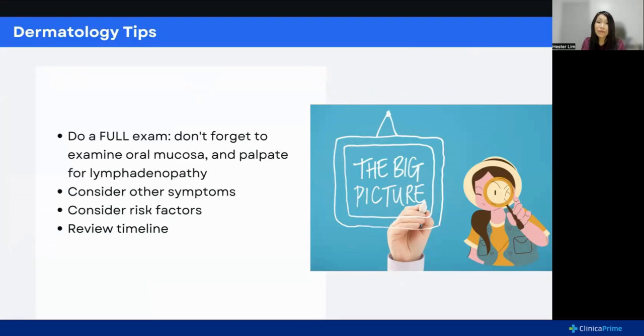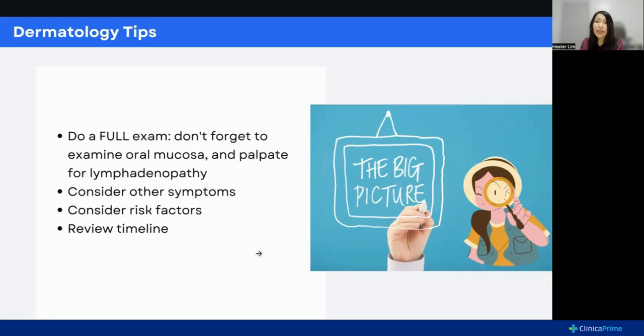Make sure you do a very full exam. Don't forget to examine the oral mucosa because this is still part of the dermatologic exam. And of course, in Mpox, remember to look for lymphadenopathy. Palpate with gloved hands. Consider other symptoms. Consider risk factors if you're a patient, especially with the 2022 outbreak. The majority of the cases have been sexually transmitted. However, you can always assess for other possible risk factors for your patient as well.